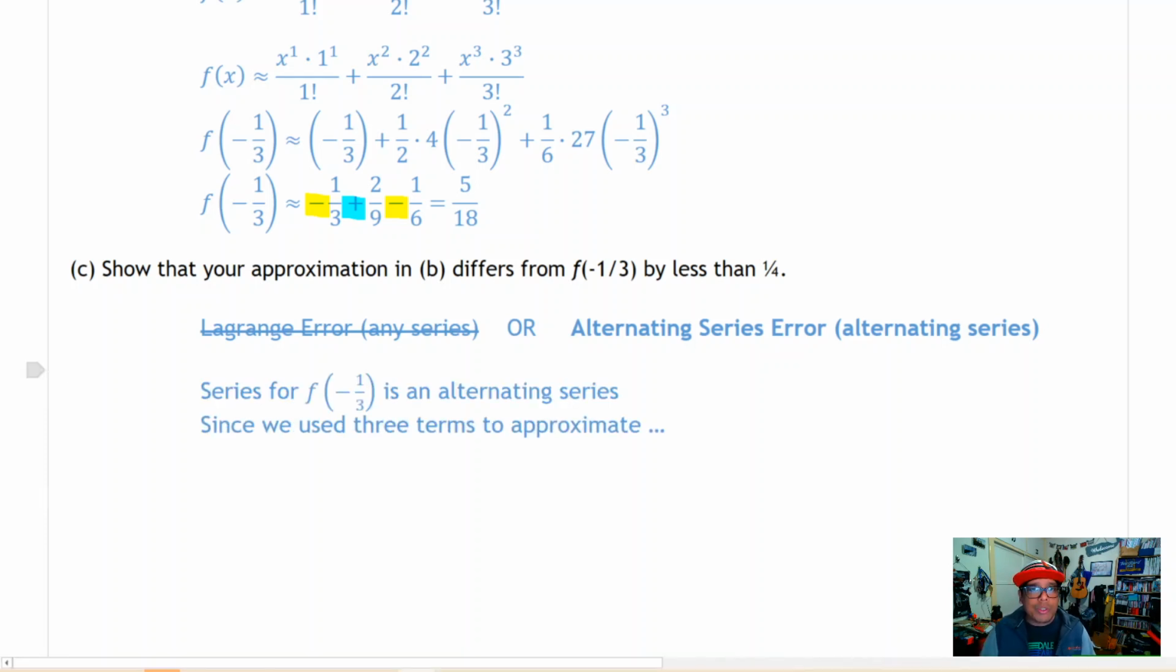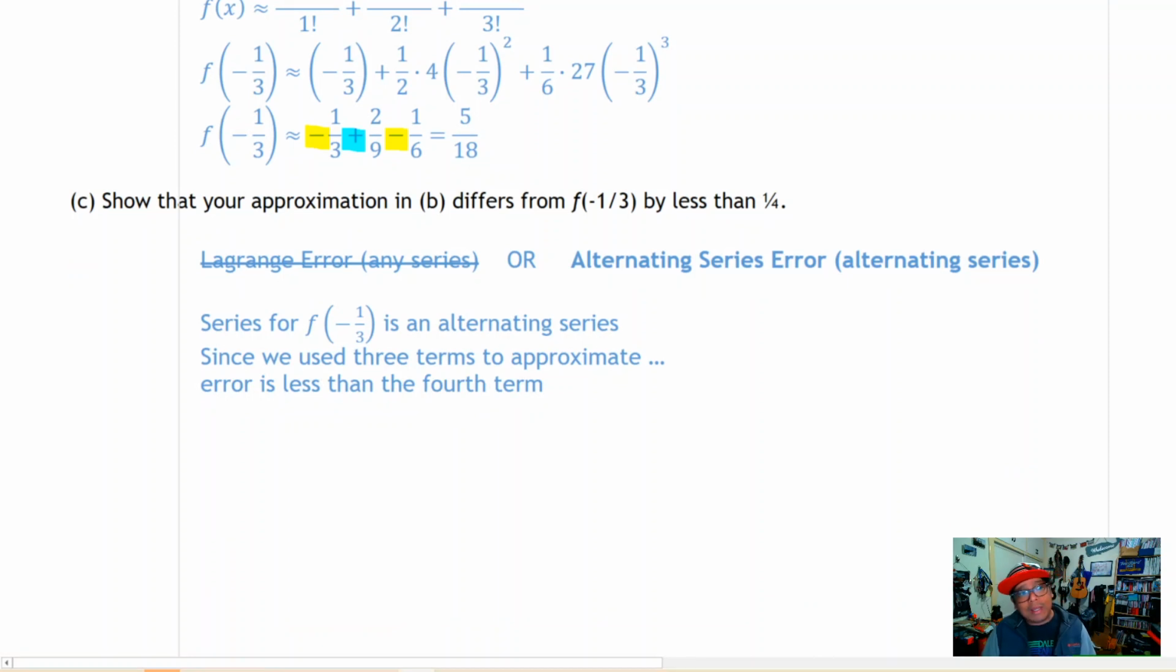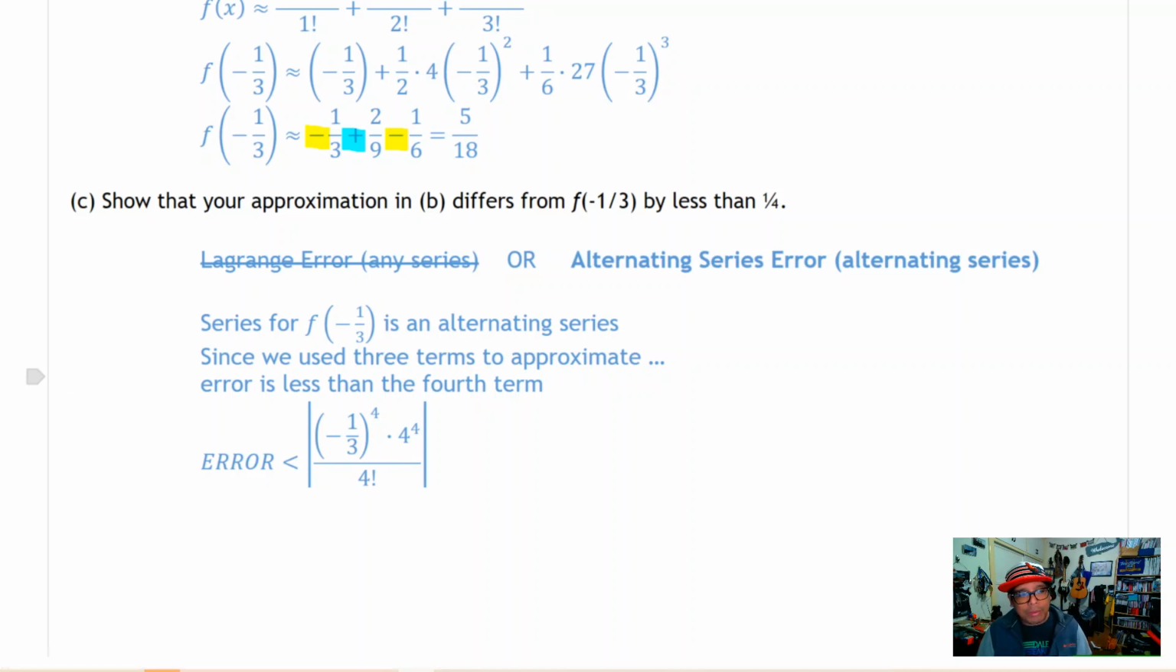Now, since we used 3 terms to approximate f of negative 1/3, the error should be less than the 4th term. In other words, the error should be less than the absolute value of negative 1/3 to the 4th multiplied by 4 to the 4th divided by 4 factorial. And you just have to compute that.